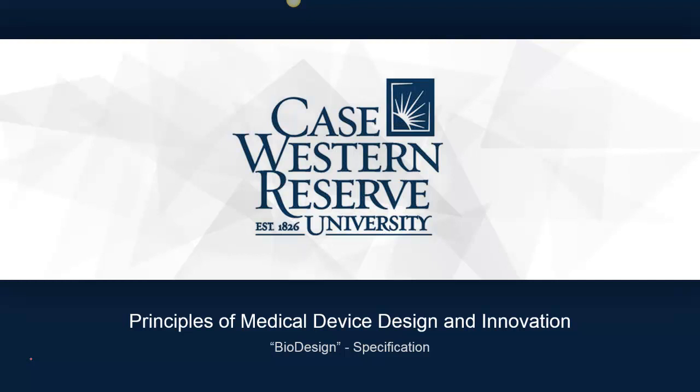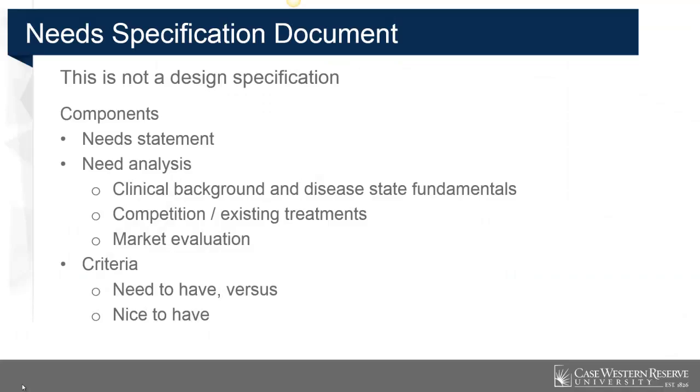One aspect of biodesign that sometimes seems more like an art than a science is writing the specification, the need specification. So we'd like to spend a little bit of time looking at this and discussing the framework for what a useful and functional specification actually looks like. A specification document is not a design specification. There's a lot of confusion about that.